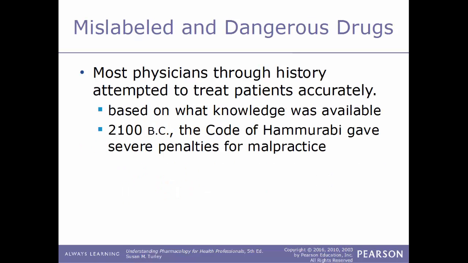Alright, now we'll move on to mislabeled and dangerous drugs. Now, most physicians through history have attempted to treat patients accurately, and they've done so by using the knowledge that is available at that time. And in the year 2100 BC, the Code of Hammurabi gave very severe penalties for malpractice.